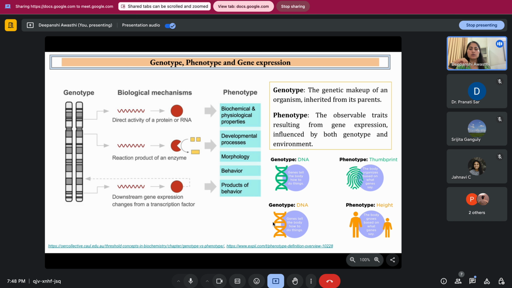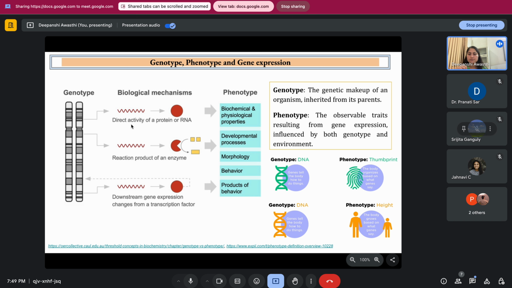Now let's talk about genotype, phenotype and gene expression. Genotype is the genetic makeup of an organism, meaning which genes are present. Phenotype refers to the observable traits we see after the genotype is expressed. Phenotype can be visually seen, but the genotype can't be visually observed. So that is the main thing about genotype and phenotype.